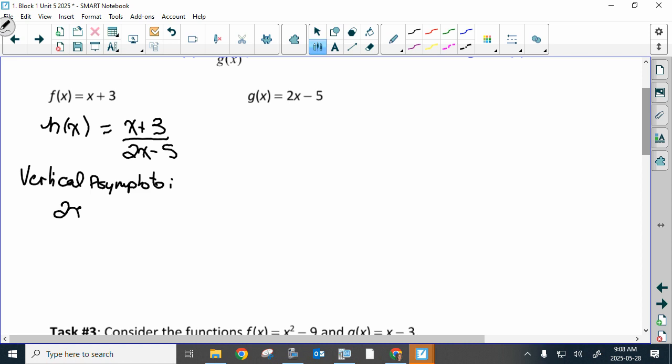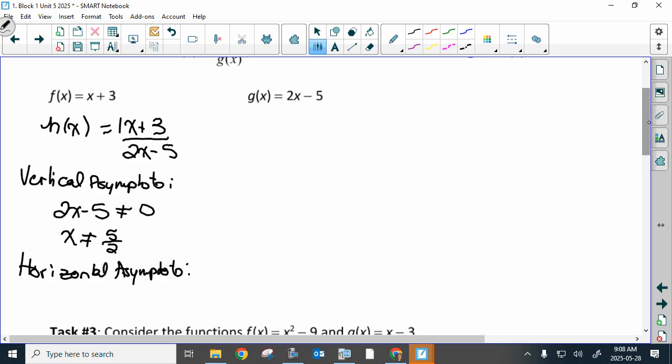We know that 2x minus 5 can never equal 0. So x can never equal 5/2. Horizontal asymptote. So the degree on the top is the same as the degree on the bottom, so I know that it's going to be y is equal to 1/2. This one is going to be x is equal to 5/2. That's my vertical asymptote. When I say x-intercept, what do we say? What do we end up with?